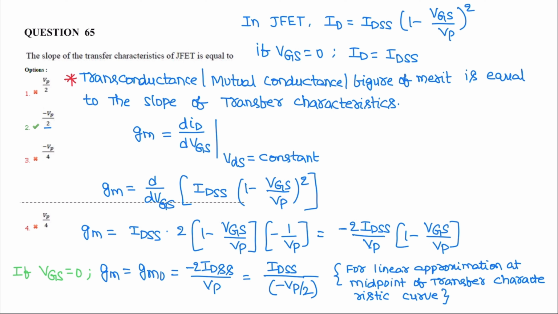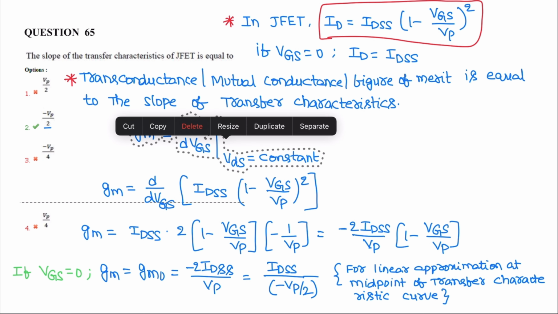In JFET, the drain current expression is ID is equal to IDSS times 1 minus VGS by VP whole square. If gate source voltage is 0, then ID is equal to IDSS. The formula for transconductance is dID by dVGS. Differentiation of drain current with respect to gate source voltage, keeping drain source voltage constant. This is transconductance or slope of transfer characteristics.